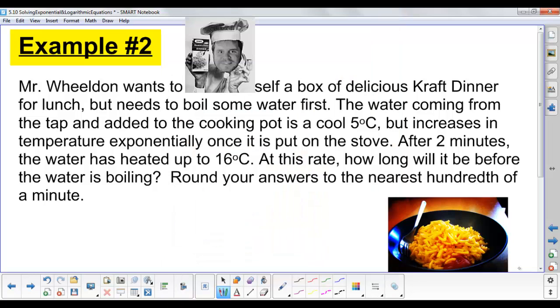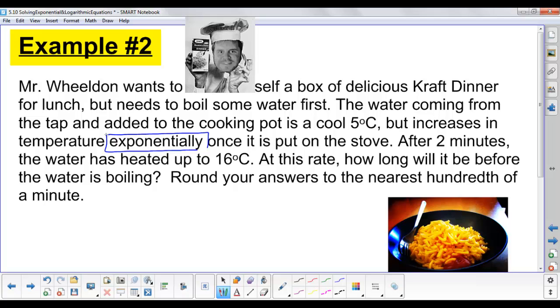The water coming from the tap, as it turns out for this question, and being added to the pot is 5 degrees Celsius to start off with, but increases in temperature exponentially once it is put into the stove. Now, one word to highlight here is that it does say the temperature is increasing exponentially. So that's a clue that this relates to the types of problems we're doing in this particular unit. And then 2 minutes later, the water has heated up to 16 degrees Celsius.